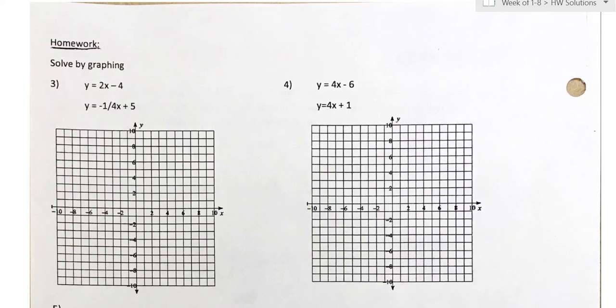Okay guys, I'm going to try to work through this homework for you in case you need some extra help before the quiz tomorrow. So if we look at number 3, we have two equations, y equals 2x minus 4 and y equals negative 1/4 x plus 5.